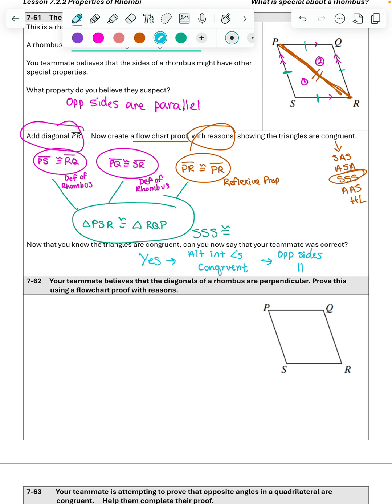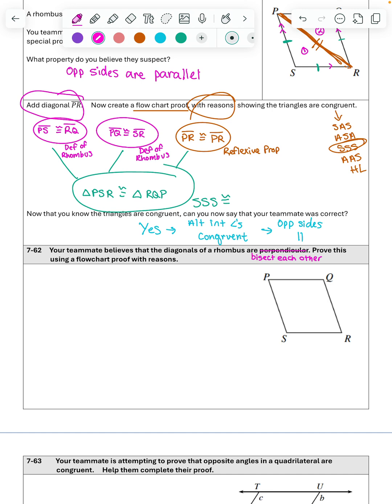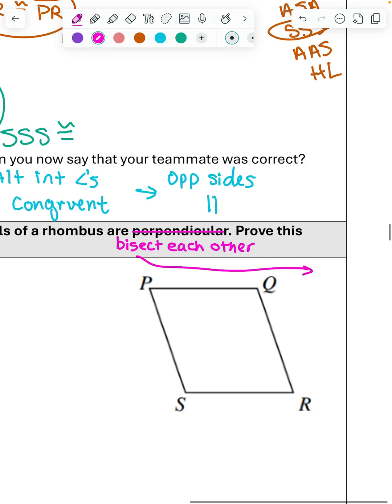All right, this next question, we're gonna edit a little bit. It says your teammate believes that the diagonals of a rhombus are perpendicular. We are going to change this to bisecting each other. The diagonals bisect each other. And we are supposed to prove this using a flowchart. Now, reminder, to bisect simply means to cut in half.